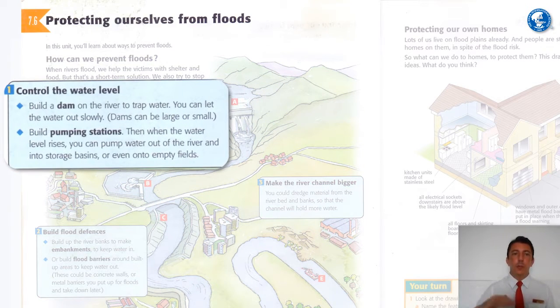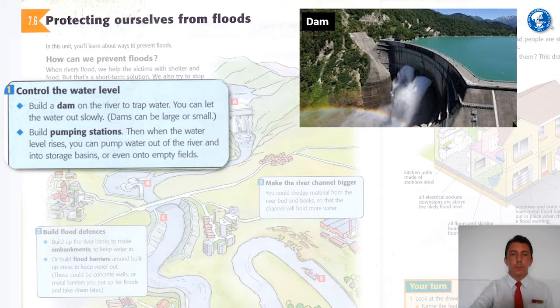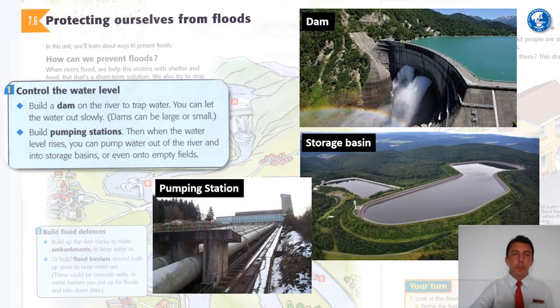So we control how much water is in the river. One way of doing this is to build a dam on the river to trap water. This way, we can let the water out slowly. We can also build pumping stations. Then, when the water level rises, we pump water out of the river and into storage basins, or even into an empty field. So that's controlling the water level.